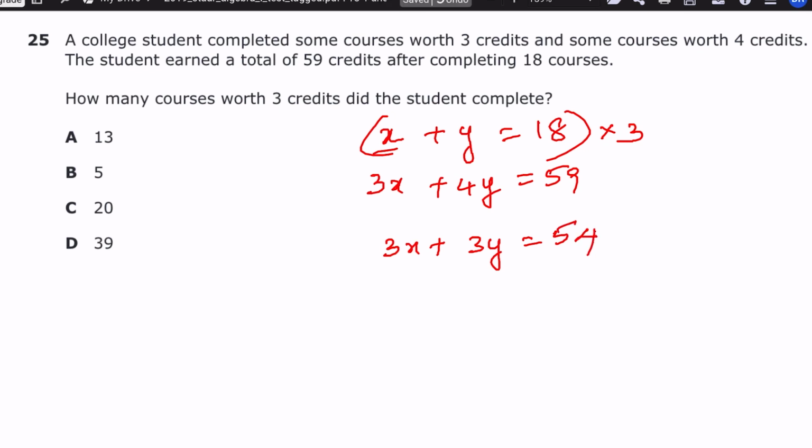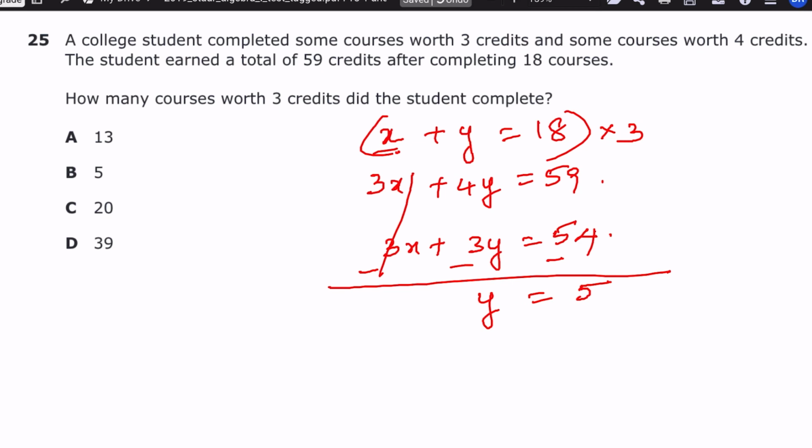So now this is the first equation which you have, this is the second equation. We are going to subtract these two equations. If you subtract these two equations, 3x minus 3x will be 0, and 4y minus 3y is y, which is equal to 5, we got. So now we have to find what is this x over here.